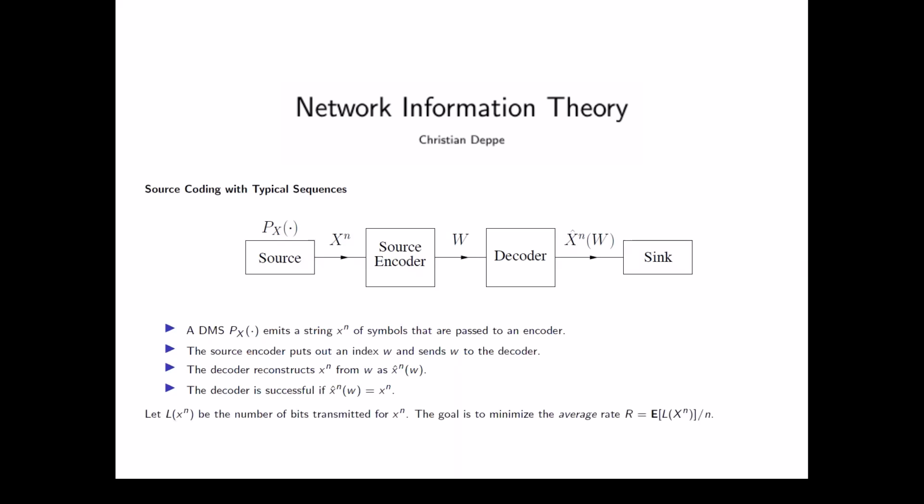So we denote now by L of x^n the number of bits transmitted for x^n. So the goal is to minimize the average rate, that's the expected value of L of x^n over n.